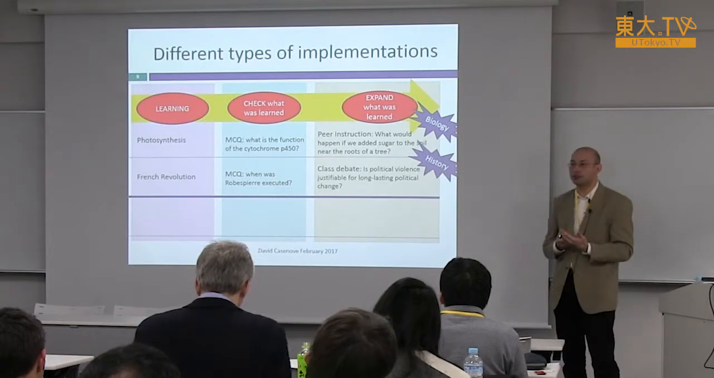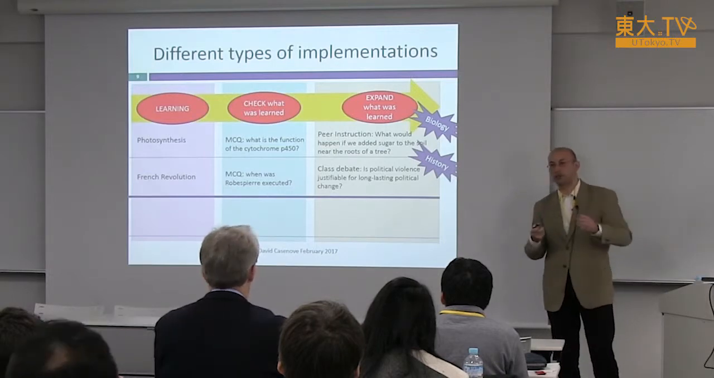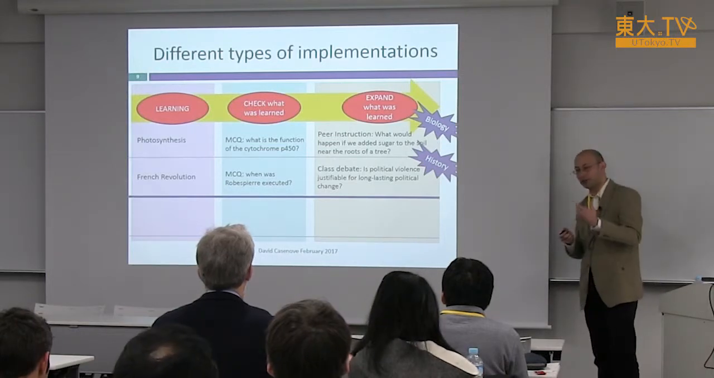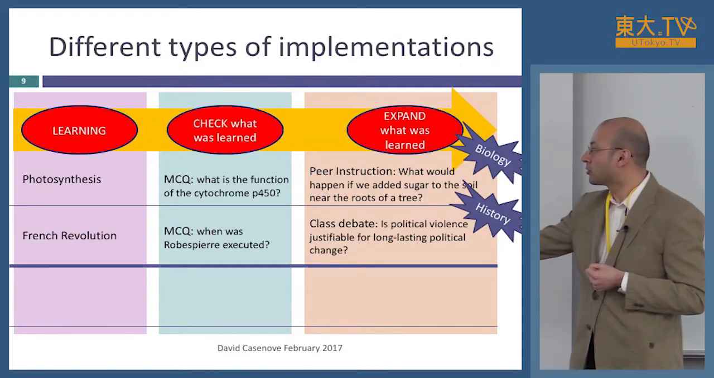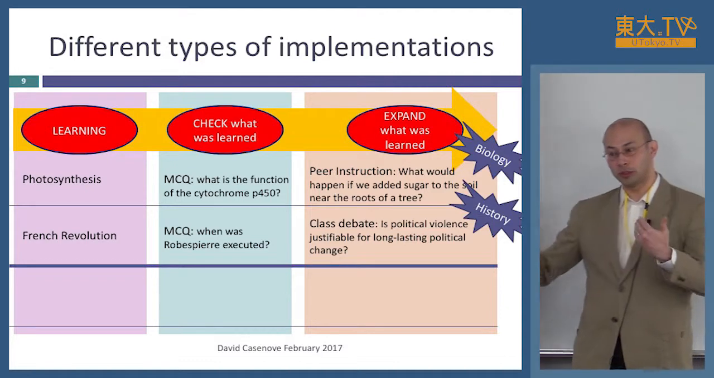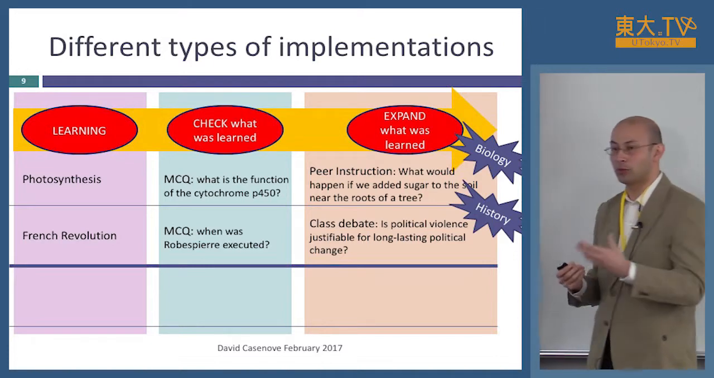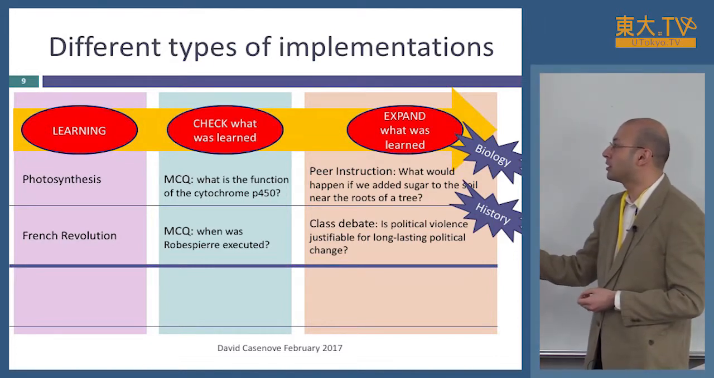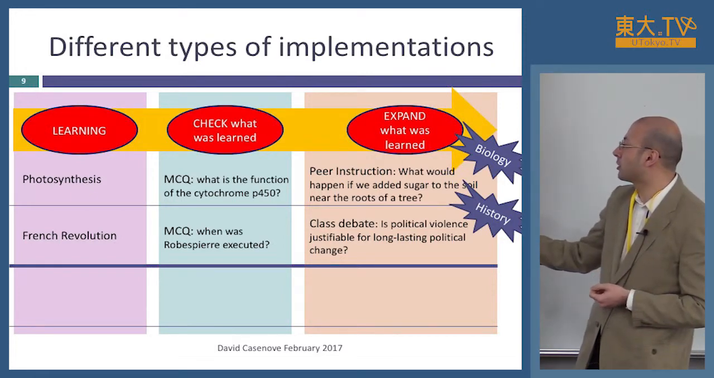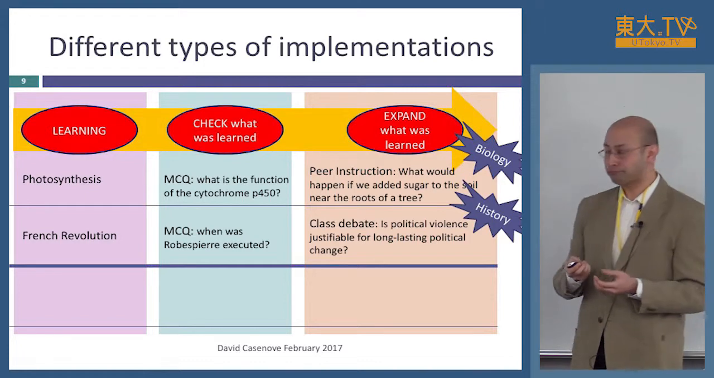I can do the same kind of pattern for a history class, for example. If I'm giving information about the French Revolution, I can give the name of the main players, give information about when they were active, what they did. And so I can insert some specific question about the content of the video. In class, we can have more discussion about the idea of the French Revolution, expanding about what it was, how impactful it was. And here, instead of having a peer instruction question, I can invite more of a debate. For example, here with the question, is political violence justifiable for long-lasting political change?